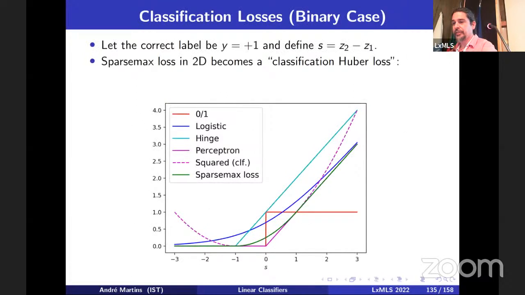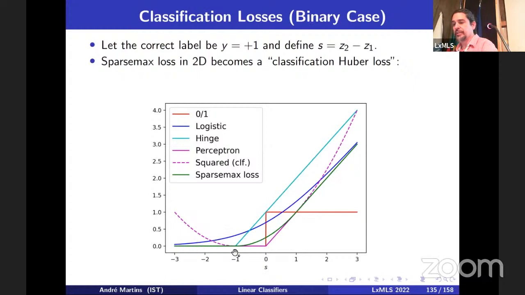Okay, so putting everything together, I think this graph is like a summary of these different choices of loss functions. So this is for the binary classification problem. If you assume that the correct label is +1, and if you define S as the difference between the score of the correct label and the opposite. So if S is positive, it means that the model is making a mistake. If S is negative, then the model is doing the right thing. So this is how the different loss functions compare with each other.